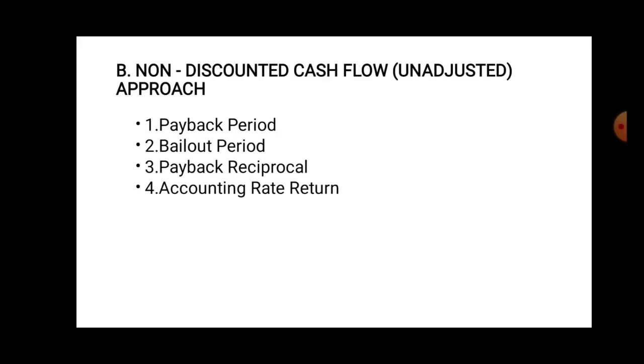So, next is the non-discounted cash flow or unadjusted approach. First is the payback period. Second is the bailout period. Third is the payback reciprocal. And the fourth is the accounting rate of return.